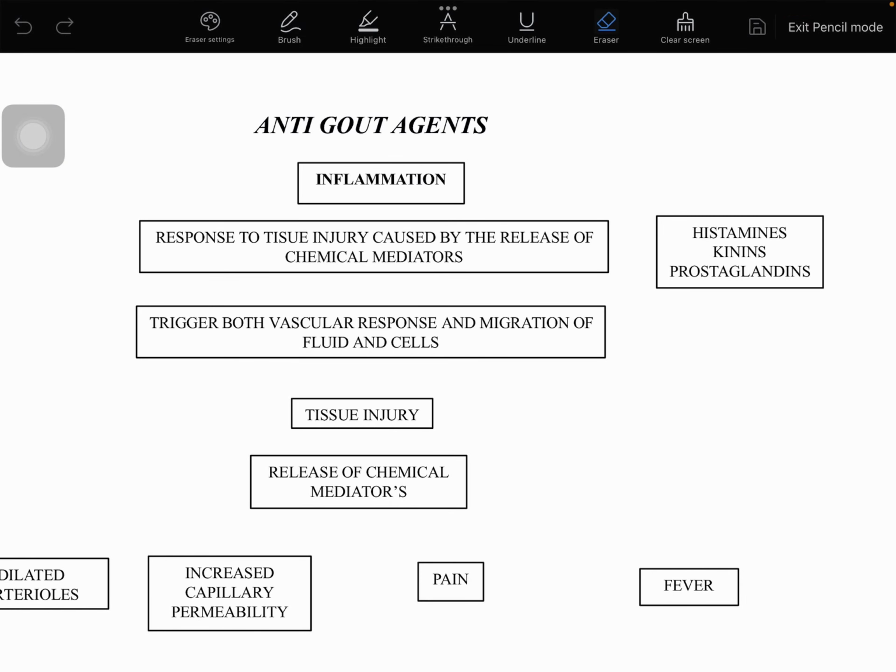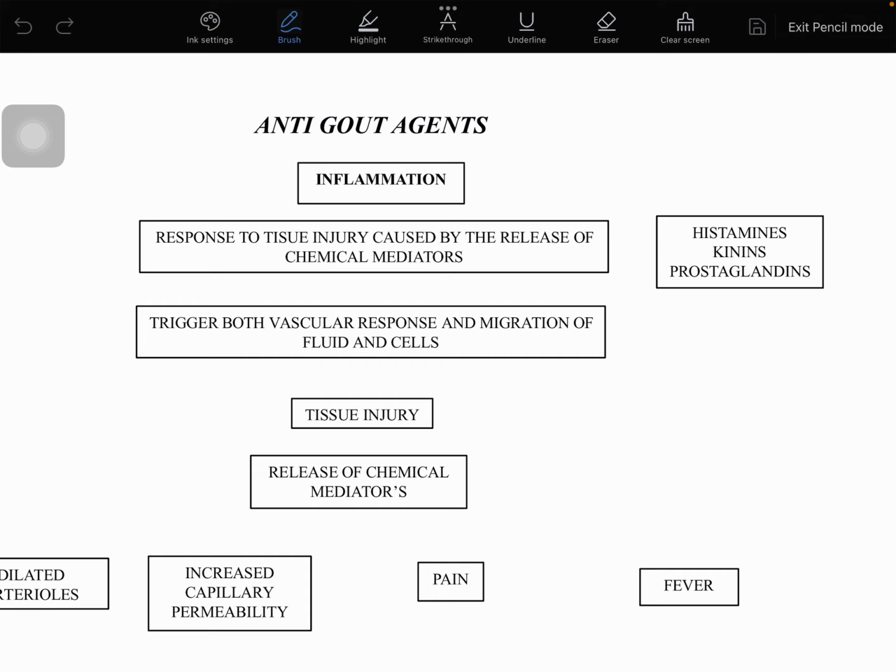Okay, good day, nurses. Today, we're going to discuss your anti-gout agents. But before we start with the discussion of your anti-gout agents, we need to first understand the concept of inflammation. When we say inflammation, it is a response to tissue injury caused by the release of your chemical mediators. So what are these chemical mediators?